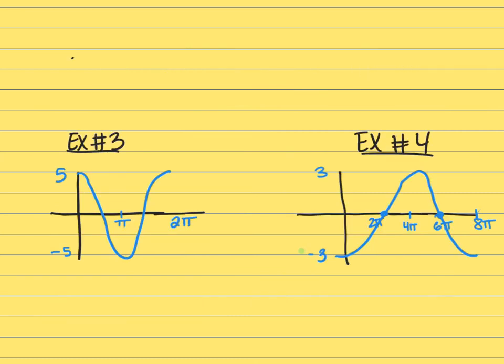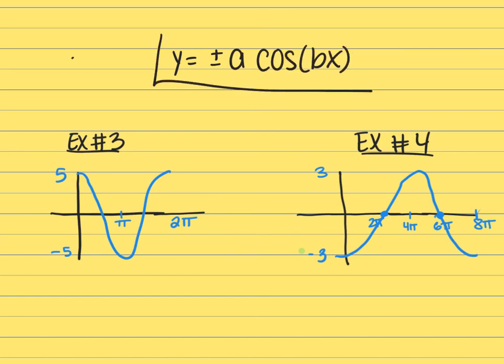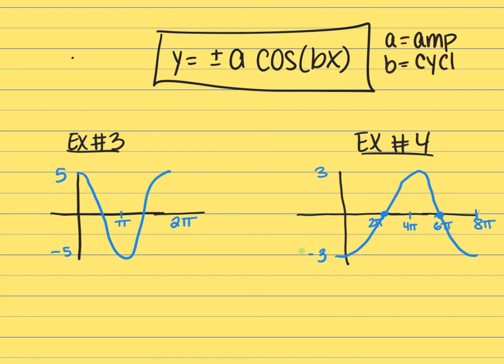So I'd like you to pause the video at this point and write down these 2 examples and then hit resume when you're ready to continue. Okay, so just like before, we have y equals plus or minus a, but now this time it's cosine of bx. So this is the form for all cosine graphs. So again, a is my amplitude, if you want to write that down. So a is the amplitude, and b is the number of cycles between 0 and 2 pi.